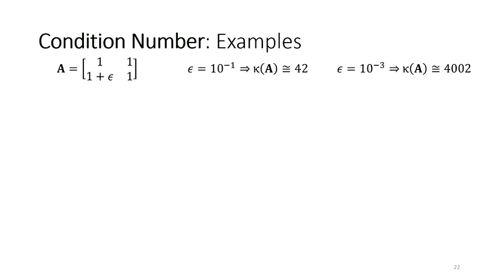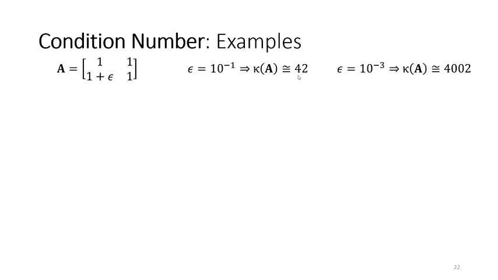Now here's an example of a condition number. Okay, let's look at this matrix A equals 1, 1, 1 plus epsilon, 1. Let's take two cases here. When epsilon is 10 to the negative 1, it's 0.1, the condition number of A is 42. Now, when I lower epsilon, make it much smaller, 10 to the negative 3, then the condition number is 4002.